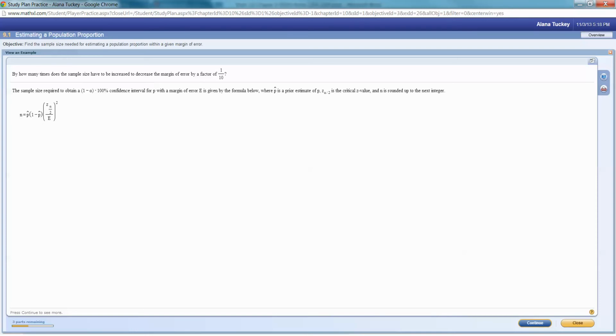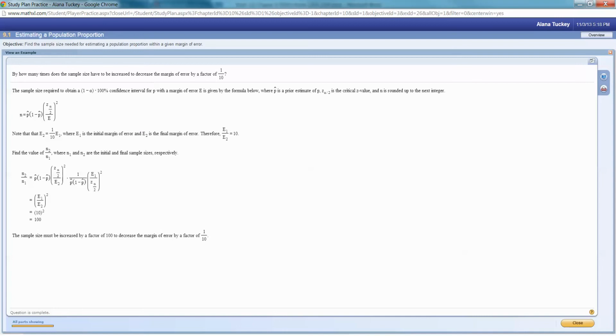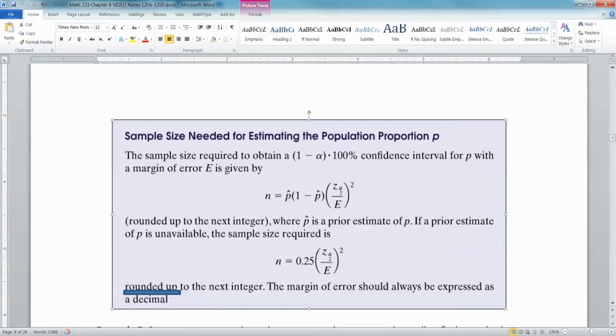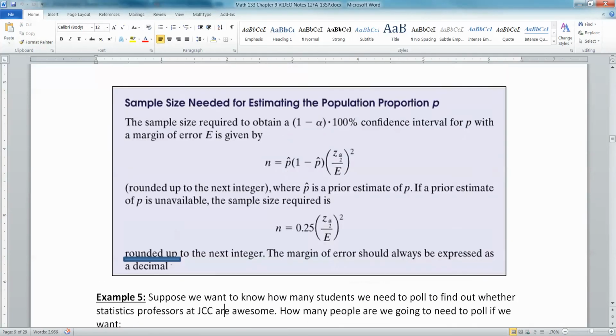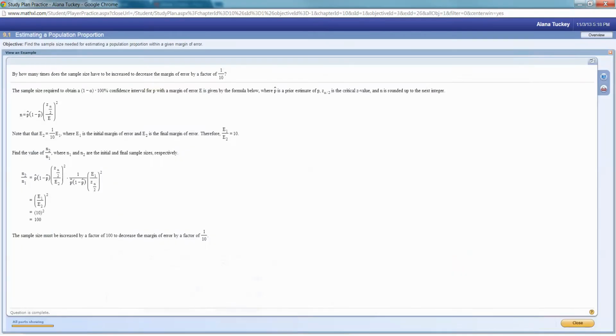Okay, cool. So I don't really like this explanation. It's all right, but I think it's a little bit hard for students to understand. So let me remind you of a couple things. We have this formula right here for sample size. See it? Okay, so let me type it up.